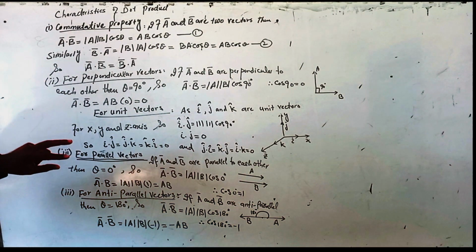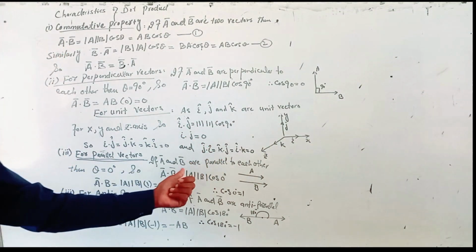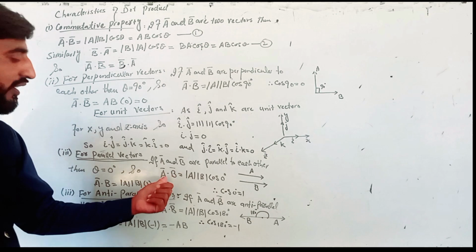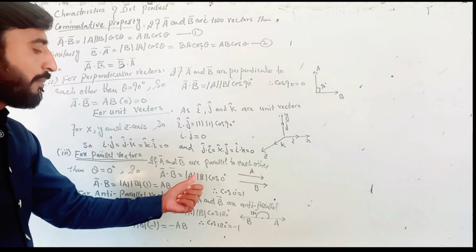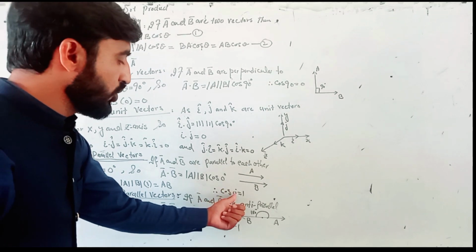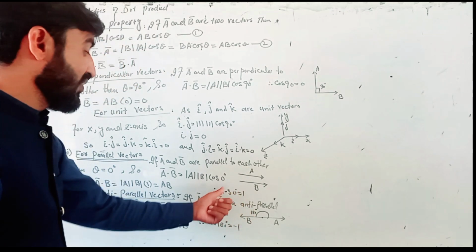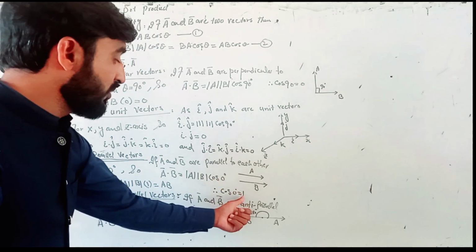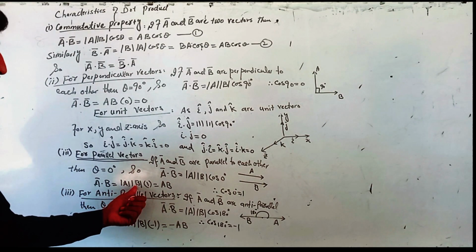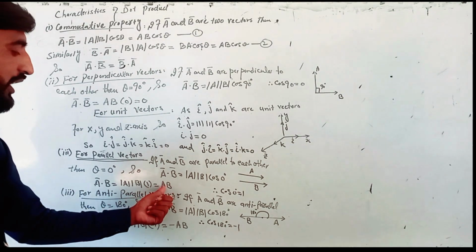Now we move on to the next property, which is for parallel vectors. It means if the two vectors are parallel, then the angle between these vectors would be theta equal to 0 degrees. So we can write A dot B equals magnitude of A, magnitude of B, and cos of 0 degrees. And cos of 0 degrees gives the answer 1. So we put cos of 0 degrees equal to 1 here. You can see here, A magnitude into B magnitude into 1, and it becomes AB.